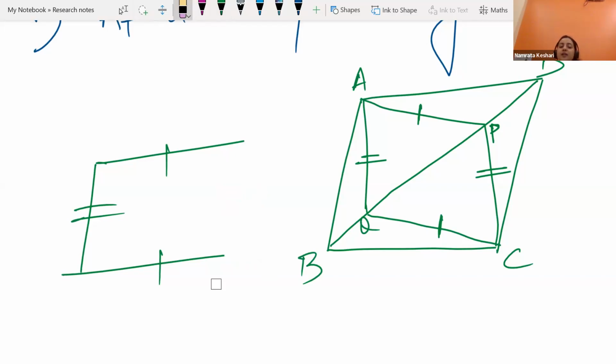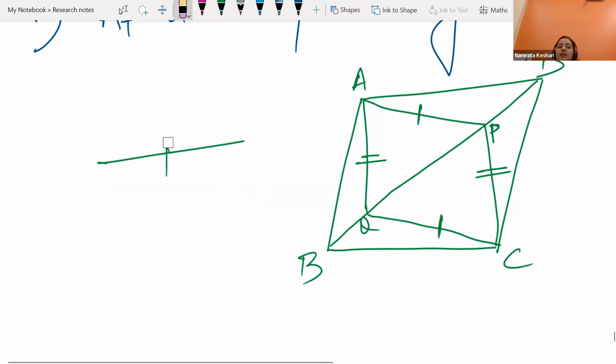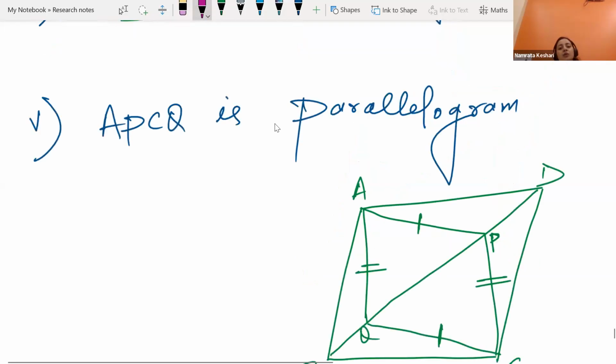We will be saying that in part 2 of the same question, we have already shown AP and CQ are equal. Already proved. And in part 4 of the same question, we have already proved that AQ and PC, this CP, are equal. And from there, we are declaring, hence it is a parallelogram.